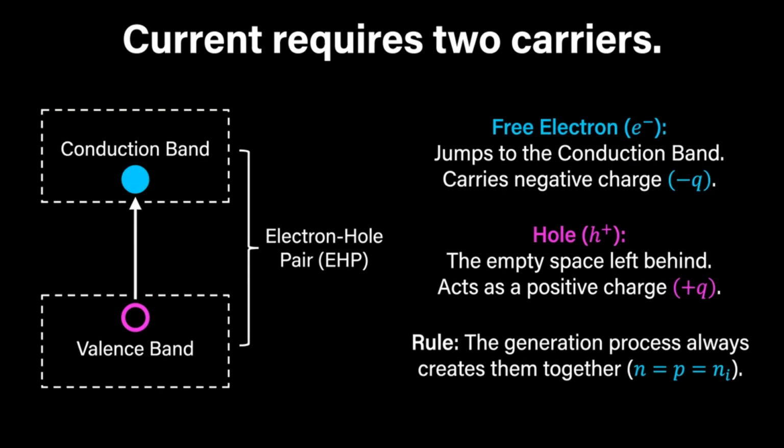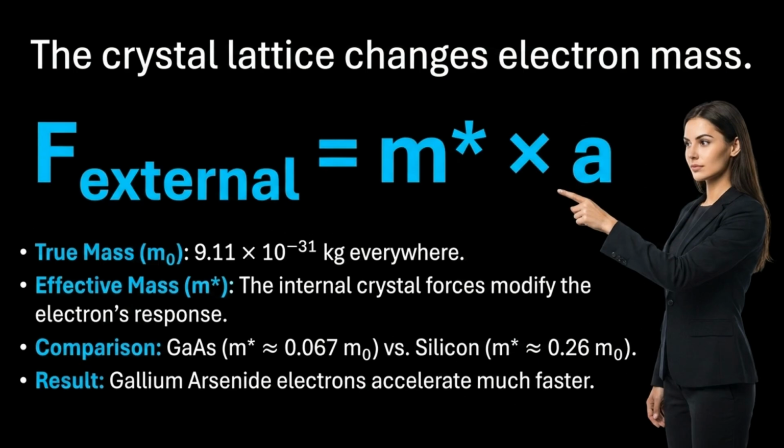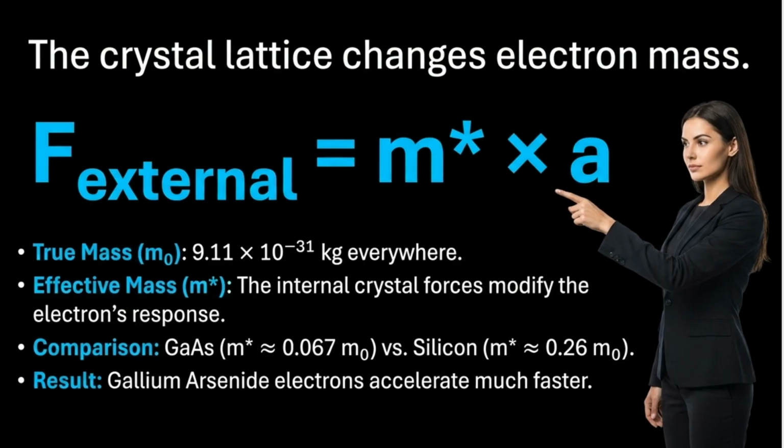Electrical current requires two types of charge carriers: free electrons in the conduction band and the positively charged holes left behind in the valence band. The crystal lattice modifies an electron's response, leading to the concept of effective mass. Different materials, like gallium arsenide versus silicon, cause electrons to accelerate at different rates.